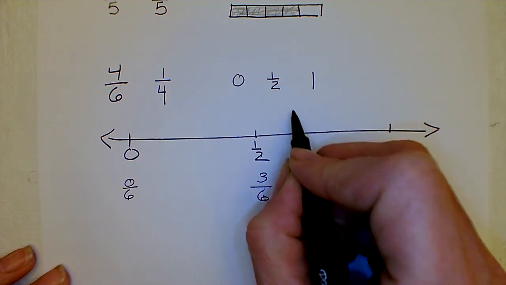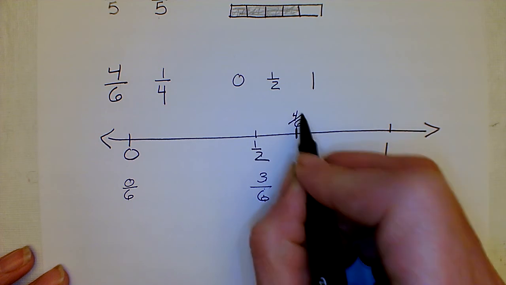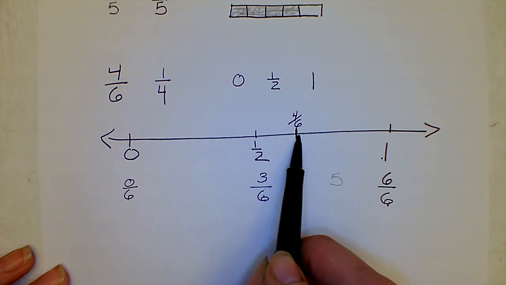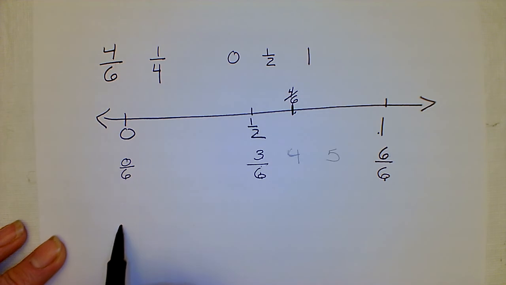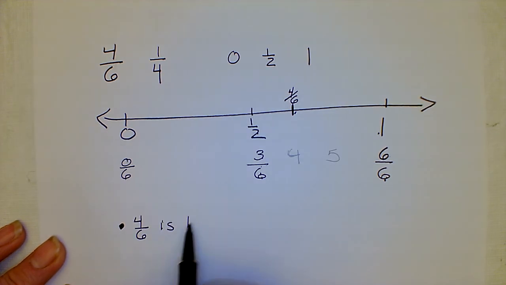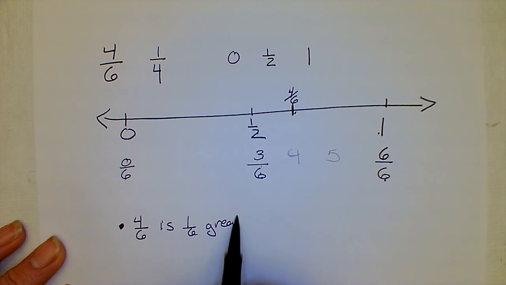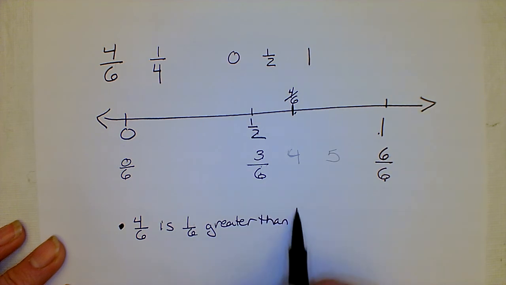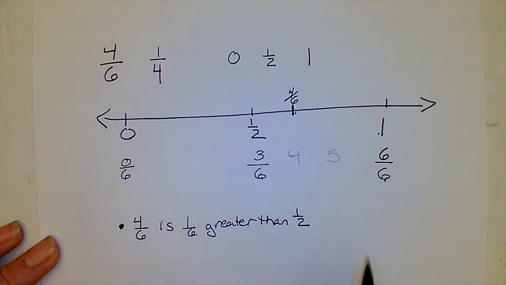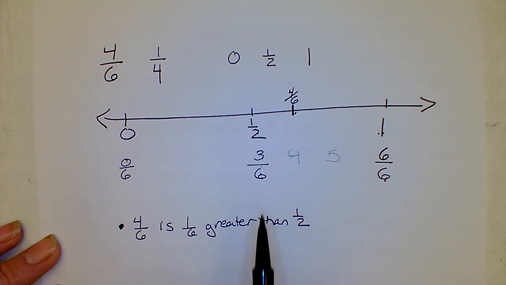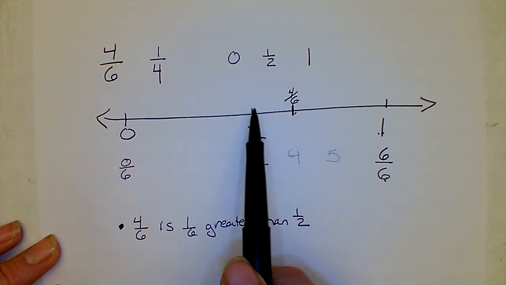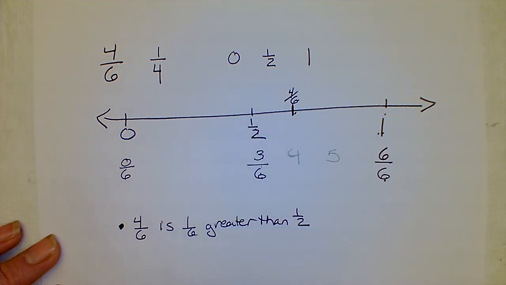And more specifically, what I could say is that 4/6 is actually 1/6 greater than 3/6. And that's something we've been really working on a lot lately. So I'm going to jot that down here just to reinforce that: 4/6 is 1/6 greater than 1/2. You also could have simply said that it was between 1/2 and 1, closer to 1/2. This is more specific, but another option would have been to say that 4/6 is between 1/2 and 1, closer to 1/2.